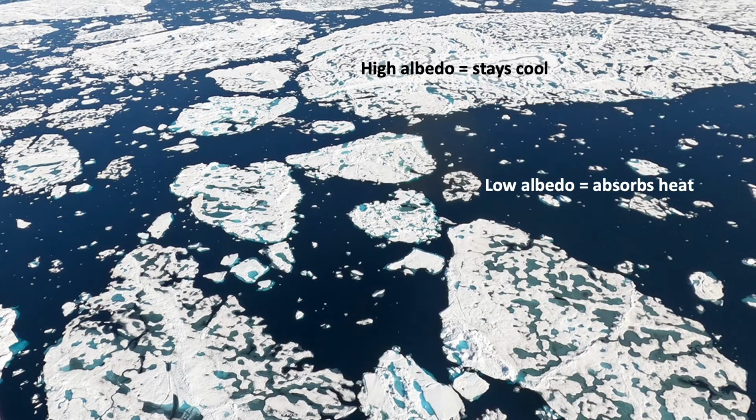So we can understand fairly well what the impact of fully losing ice will be for the ice albedo feedback. The sea ice generally has a high albedo, so it reflects lots of energy from the sun, stays cool, whereas the ocean is very dark with a low albedo, so it absorbs a lot of heat, gets warm, and can contribute more to the melt.